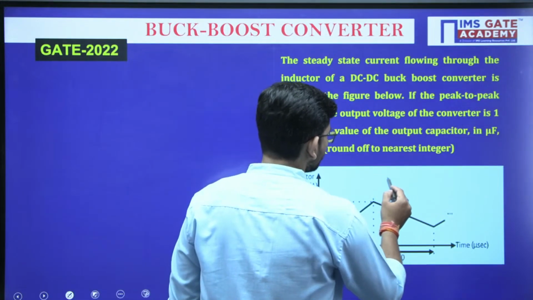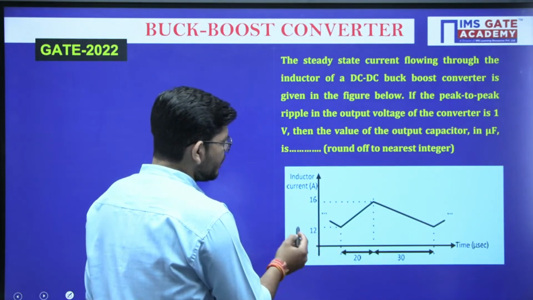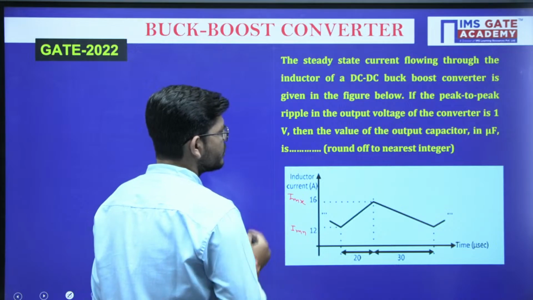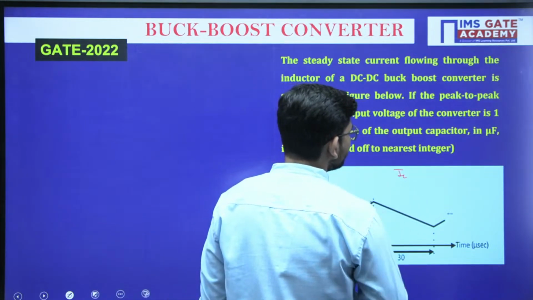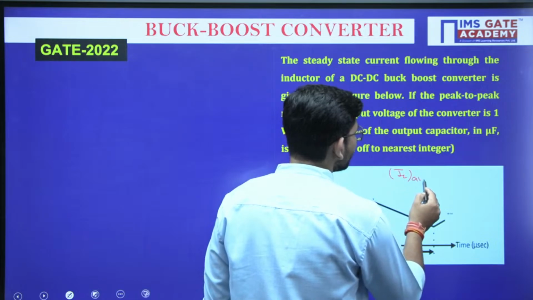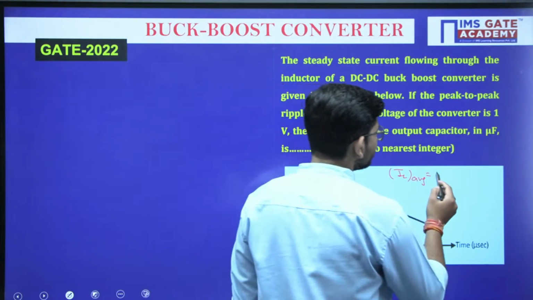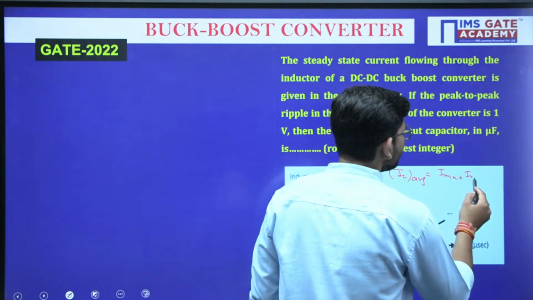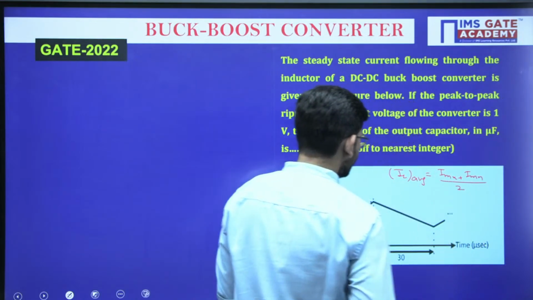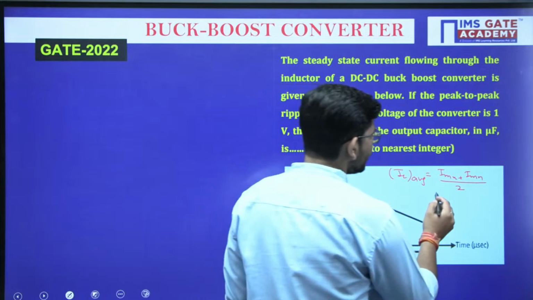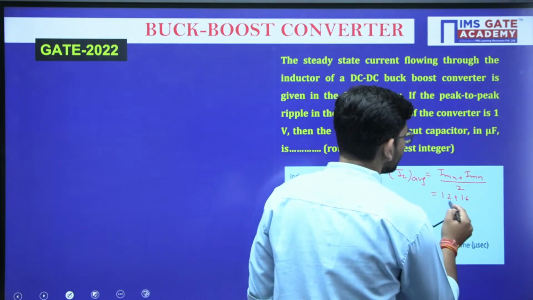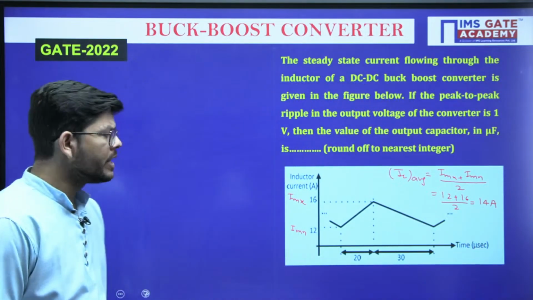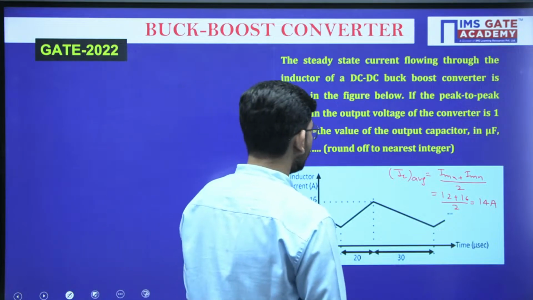So this is the current that we have been given. The inductor current is given. This is what we are calling I minimum, and this is what we are calling I maximum. So guys, if I minimum and I maximum are given, we can calculate IL average. How much will IL average be? IL average will be I max plus I min divided by 2. This is 12, this is 16. So 12 plus 16 by 2, 28 by 2, or 14 ampere is what we will be having here.